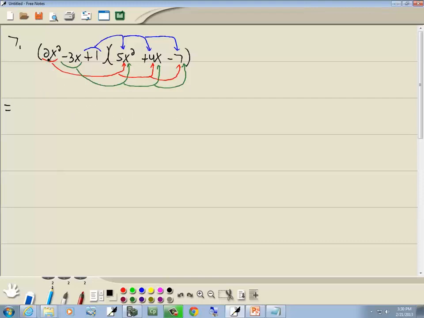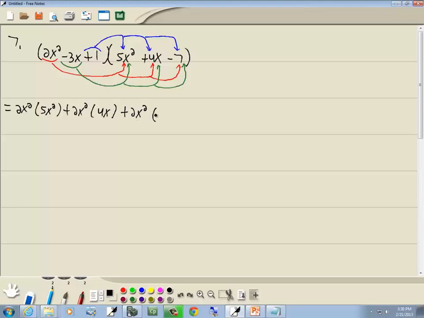Now, the step I usually show when people are first learning, once you get comfortable with these, you won't do this anymore. But I'll write it out just in case you need to see it. So we'll take our first term, 2x squared, and we'll multiply it times 5x squared. We'll take our 2x squared and multiply it times the 4x.